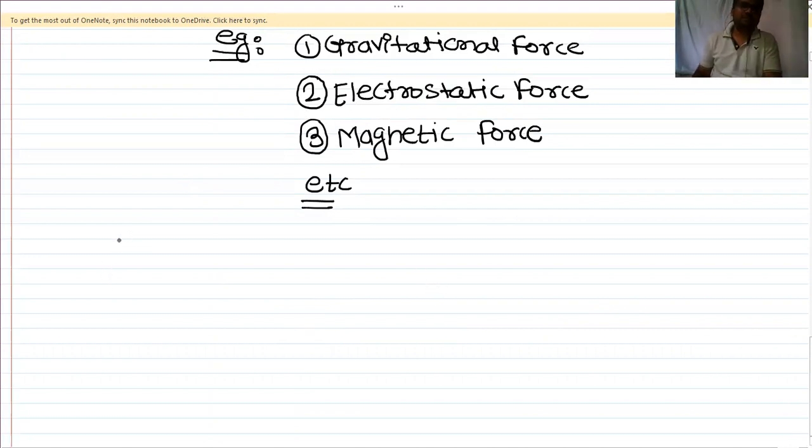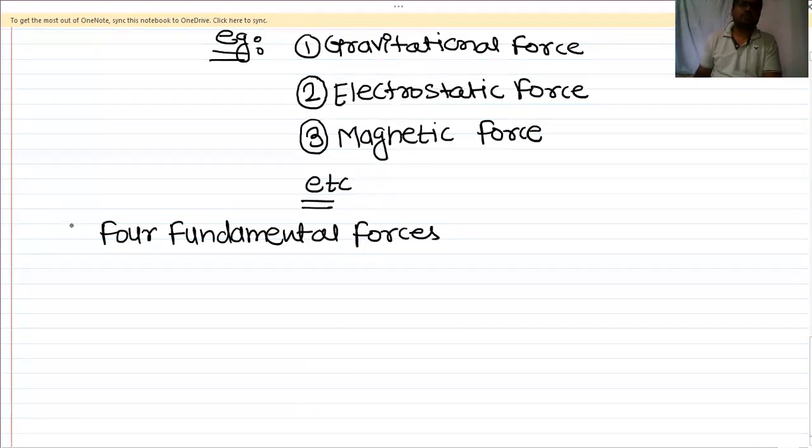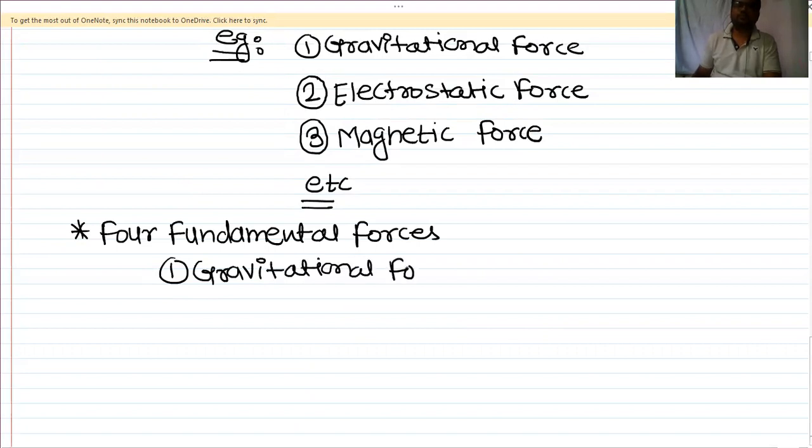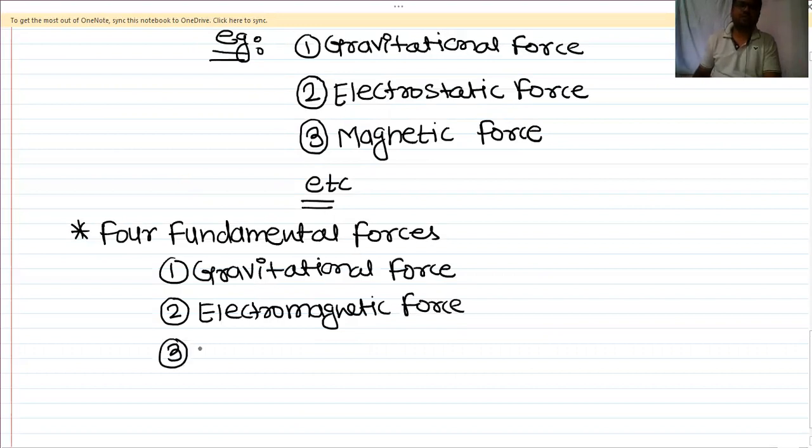If you want, you can write in this only. So four fundamental forces in the universe. Fundamental forces. First one we have is gravitational force. Then we have second one, the electromagnetic force. Third we have is weak nuclear force.